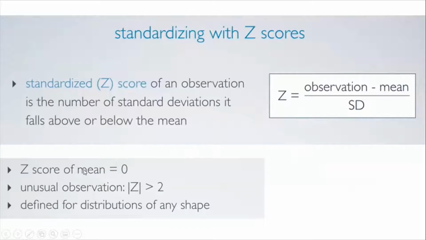So what is the z-score of the mean? We can just think about it. You put the mean as an observation and then subtract it. When you subtract the mean from the mean, you get 0, and then divided by standard deviation, you get 0. So the z-score for the mean is 0. So that's why the mean is centered around 0 when you have a standard normal distribution. I think I have mentioned this in week 1.